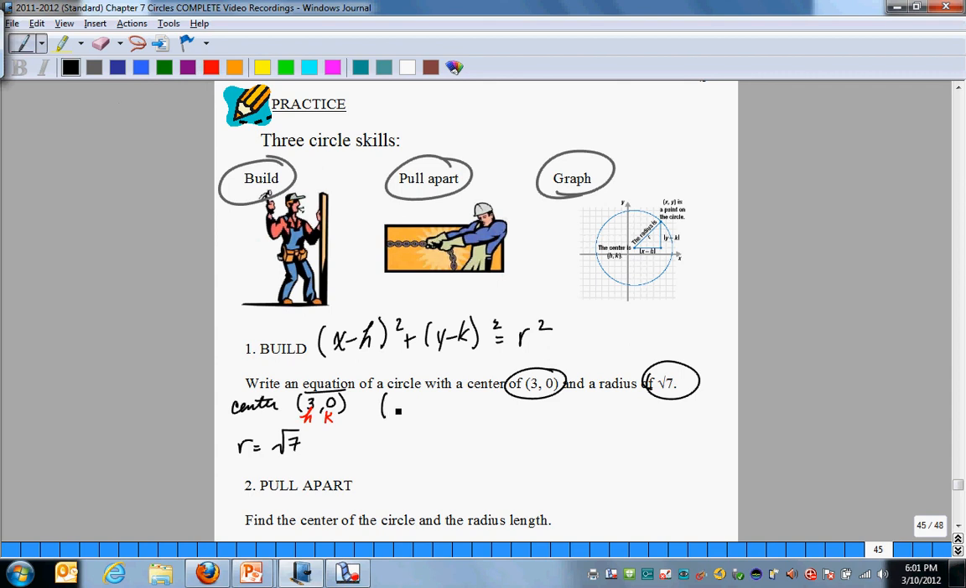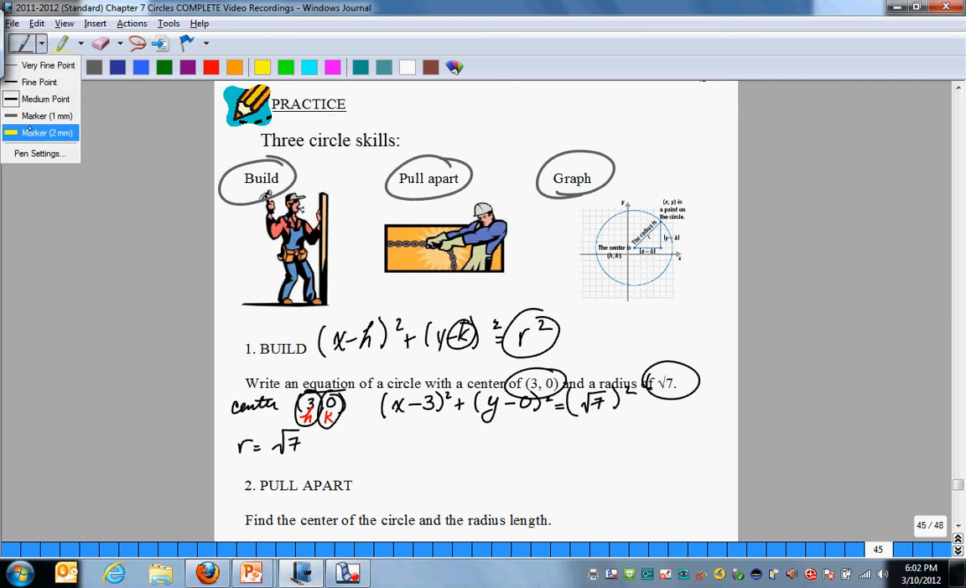So we're going to plug this in: x minus, pick up your h here, which is 3, squared, plus y minus, pick up your k, which is 0, squared, equals radius squared. So we're going to go root 7 squared. Now we just need to clean this up just a little bit and we'll be finished.